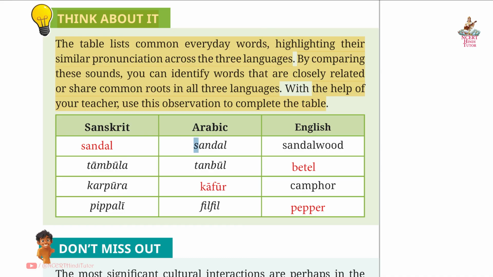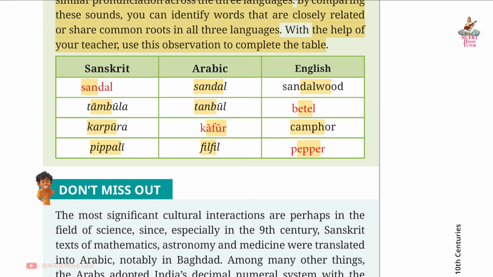So friends, in Arabic sandal, English sandalwood and Sanskrit sandal. In Sanskrit tambula, Arabic tambul, in English betel. In Sanskrit karpura, Arabic kafur, English camphor. In Sanskrit pipali, Arabic filfil, English pepper. So friends, you can note it down.